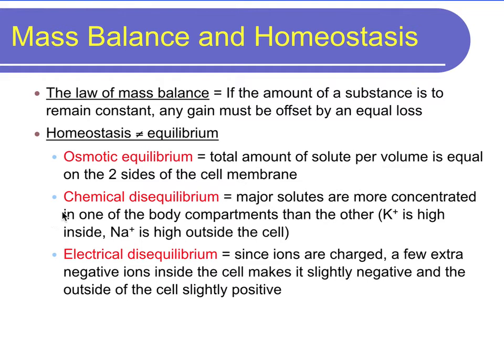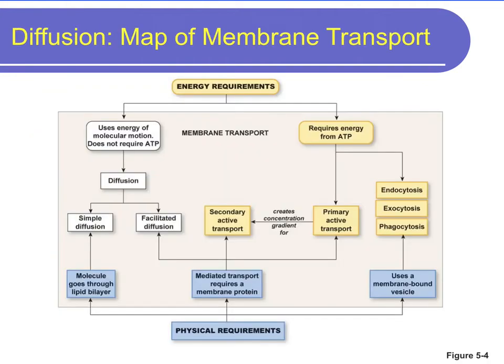On the other hand, we have a chemical disequilibrium and an electrical disequilibrium. So the example of a chemical disequilibrium would be sodium and potassium. Sodium is much higher extracellularly compared to intracellularly, whereas potassium is much higher inside the cell compared to the outside. They are not equal across the cell membrane, but that doesn't mean we are not in homeostasis. We have this chemical disequilibrium, but we are still in homeostasis. Also electrically, we have a disequilibrium. The inside of a cell is more negative than the outside of a cell, but we are still in homeostasis.